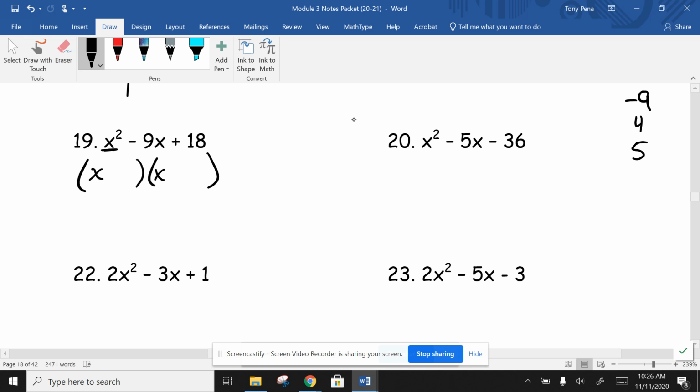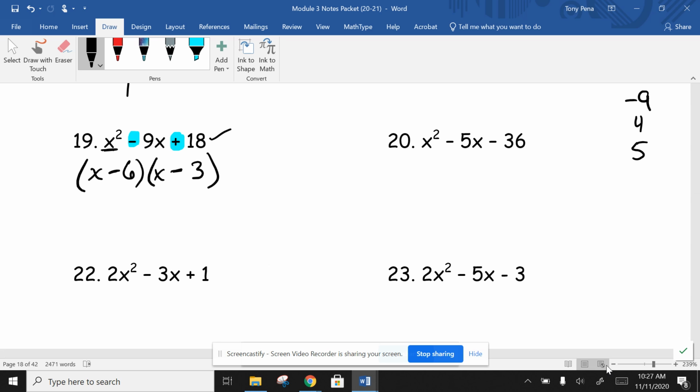All right. So again, many ways to get 18, but notice our pattern too. They're multiplying to be a positive 18, but they're adding up to be a negative. So the only way that's going to work is if both of our numbers are negative. So the two numbers that multiply to be 18 and add up to be negative 9 should have been the 6 and the 3. So x minus 6, x minus 3.